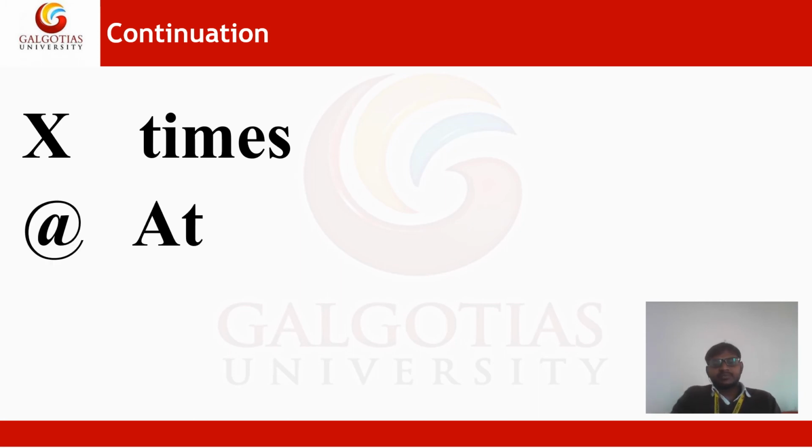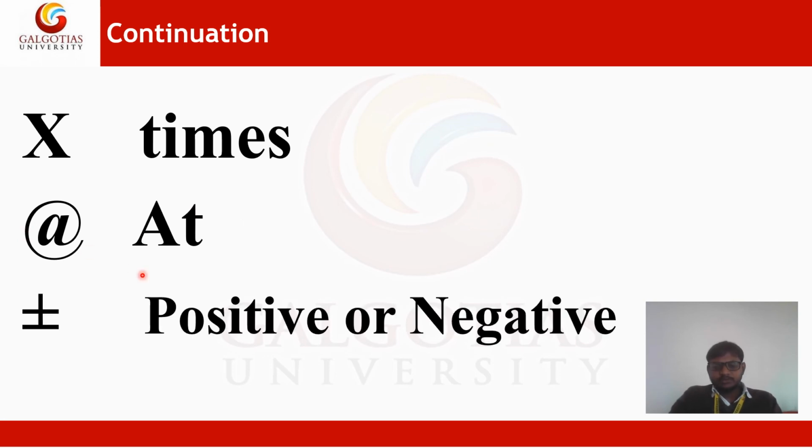Next one, at, you can see this symbol when you are applying your mail ID, your Gmail account. On the mail you can see the at symbol, that is mostly important. And next one, positive or negative, plus or minus. When you use positive or negative, mostly the patient report is confused. When you perform the test, it gives either positive or negative. It's like a light reaction.